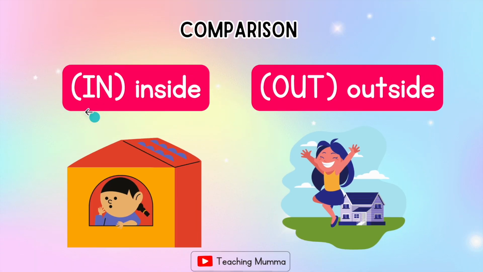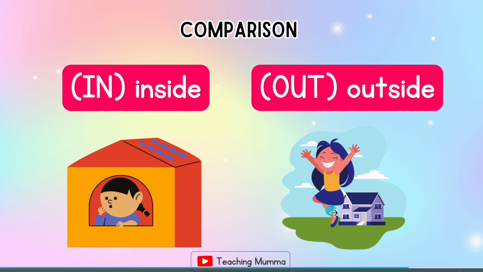Let's revise. So we learned comparing objects. We learned comparison. In, which is also known as inside. Out, also known as outside. So in this first picture, this girl is inside her house. And in the second picture, the girl is playing in the garden outside her house. I hope you understood what is in and what is out.